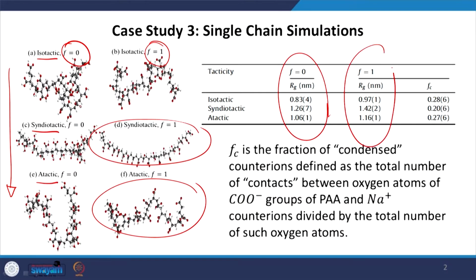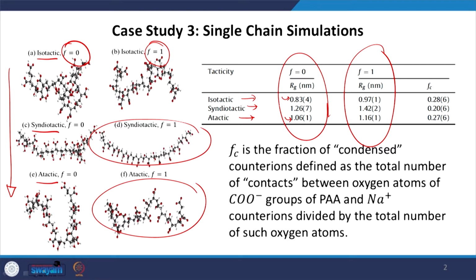Now, I have been telling you that if I want to characterize the size of a polymer chain, I can use the radius of gyration. So, therefore, we compute the radius of gyration for both F cases and also for the 3 tacticities, and it tells me that clearly Rg for the F equal to 1 case for all these 3 cases is larger compared to the F equal to 0 case. And there is also some pattern in tacticity, that is syndiotactic chains happen to have the highest Rg, that is most elongated, followed by the atactic chains and followed by the isotactic chains.